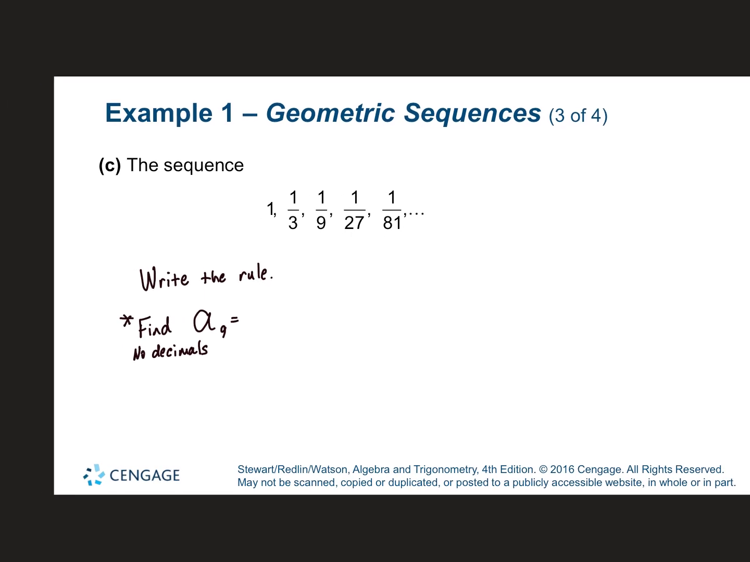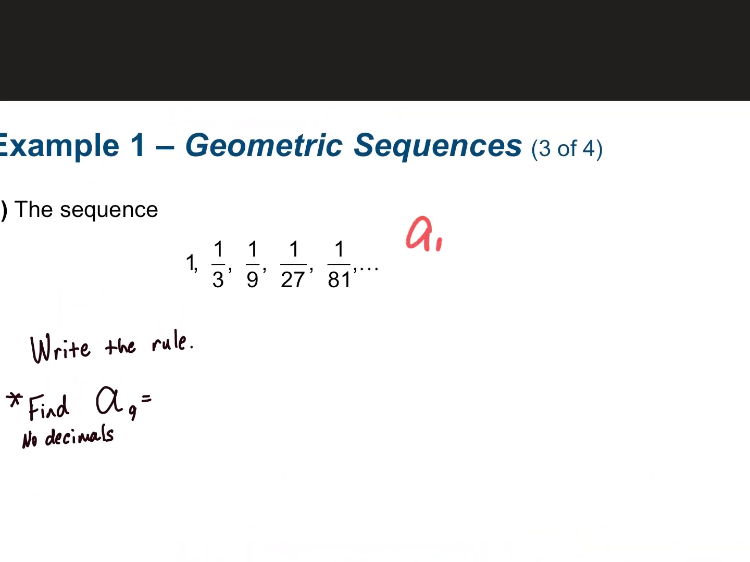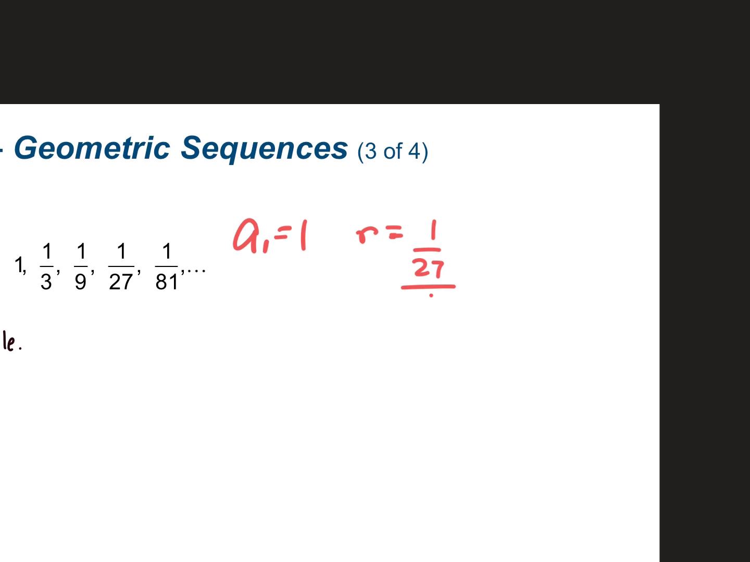All right, the next one. All right, now we come to fractions. Again, they tell me it's geometric. So I'm going to say, okay, I need the first term, which happens to be 1. Great. And I need my common ratio. How do you figure out what the common ratio is? Take one of the terms. I'm going to take 1 over 27, and I'm going to divide it by what? 1 over 9, the term in front of it.